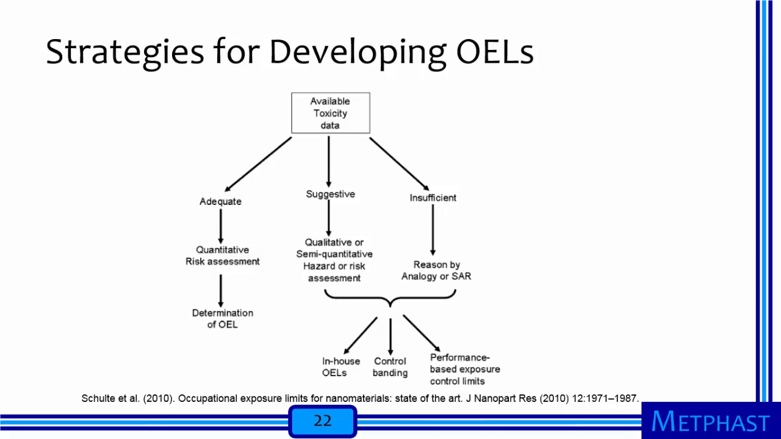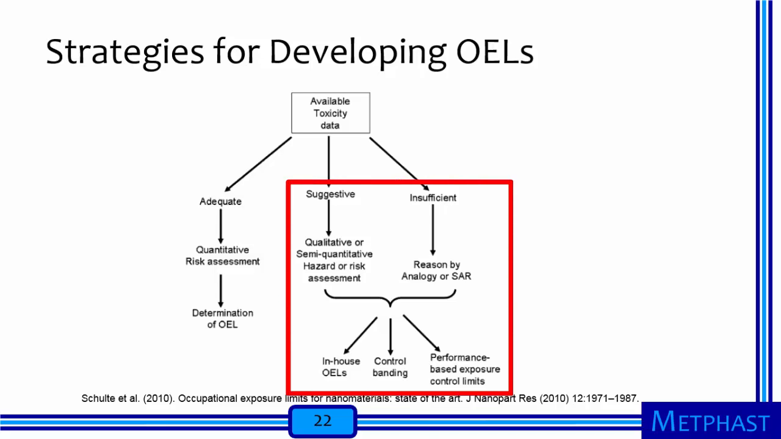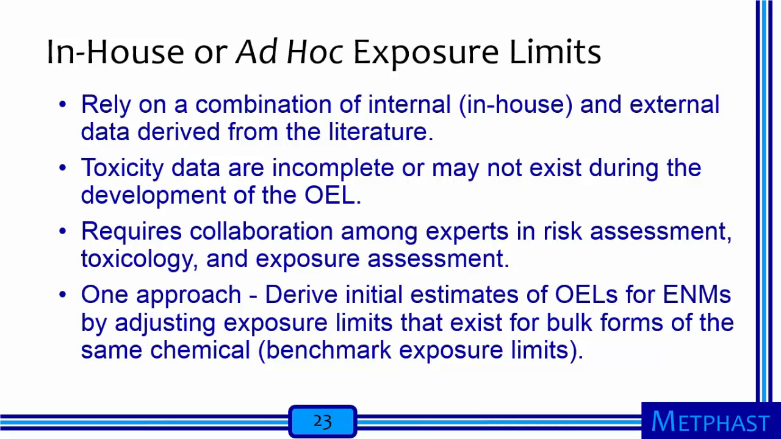We have been considering examples of titanium dioxide and carbon nanotubes where there is adequate toxicity information to conduct quantitative risk assessment. Now, let us consider the other branches of this flowchart when we don't have adequate toxicity information. One approach to developing in-house or ad hoc OELs is to rely on a combination of internal or in-house and external data derived from the literature. Toxicity data are incomplete or may not exist during the development of the OEL. This requires collaboration among experts in risk assessment, toxicology, and exposure assessment.